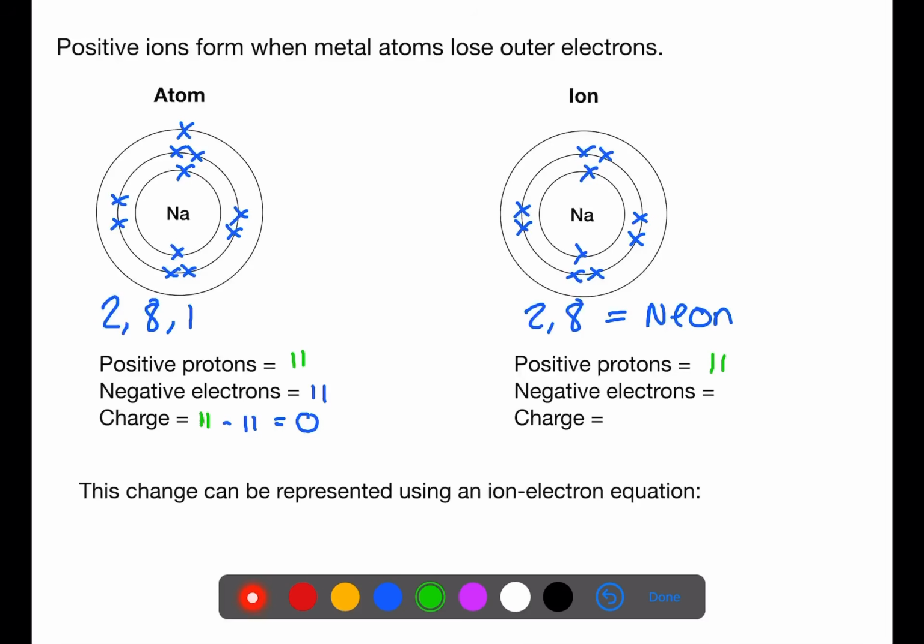We still have 11 positive protons in the nucleus, but now we only have 10 negative electrons in the shells outside. If we take the number of protons and we minus the number of electrons, we get a charge of 1 positive. This is because we have 1 more proton than we do electrons around the nucleus. We can represent this change using an ion-electron equation, where we have sodium becoming a sodium ion plus an electron.